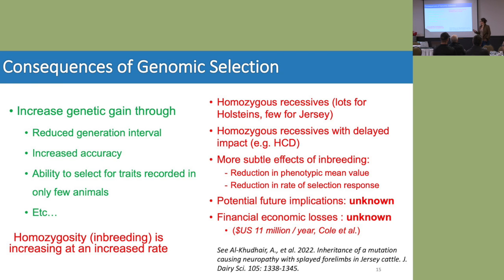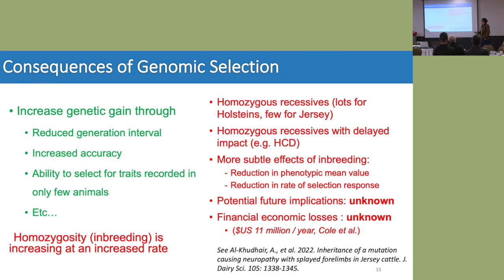Not cute, not good. Most recently, already this year, 2022, the USDA, Paul Van Raden's group, published a new paper on inheritance of a mutation causing neuropathy with splayed forelimbs in Jersey cattle. So that's a new lethal recessive in Jersey cattle that comes up when you get two genes that originate from the same ancestor and they come back together in the pedigree at the same time. You have both copies at a certain spot, you're going to have a problem. Okay?